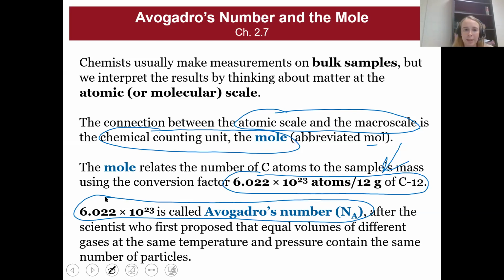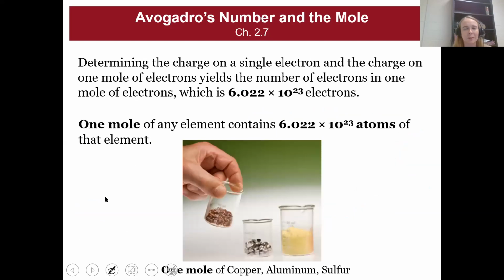It was named after the scientist who first proposed that equal volumes of different gases at the same temperature and pressure contain the same number of particles. You don't need to know that right now, but Avogadro is going to come up again in Chem 119. So keep your eye out for him.